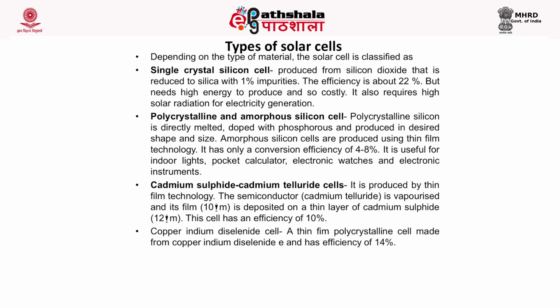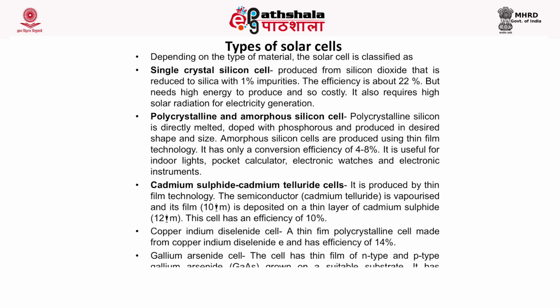In the case of the polycrystalline silicon cell, the polycrystalline silicon is directly melted, doped with phosphorus and produced in the desired shape and size. Amorphous silicon cells are produced using thin film technology. It has only a conversion efficiency of 4 to 8%. It is normally used for indoor lights, pocket calculators, electronic watches and electronic instruments.